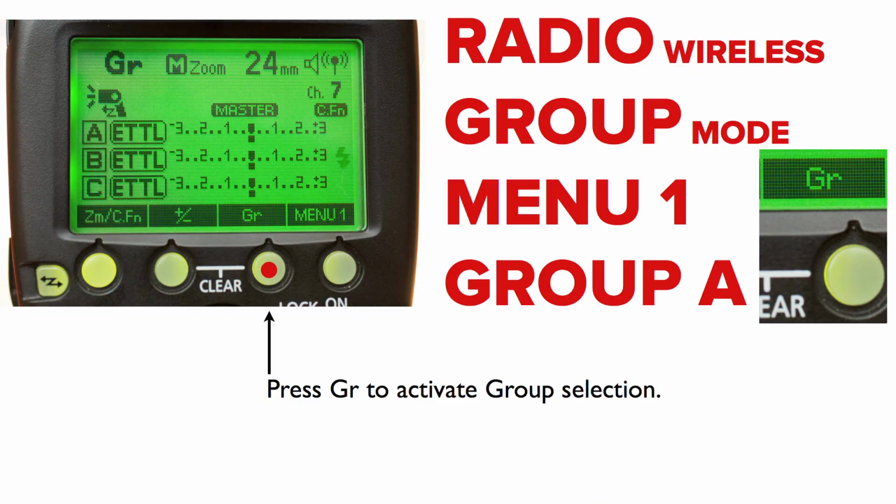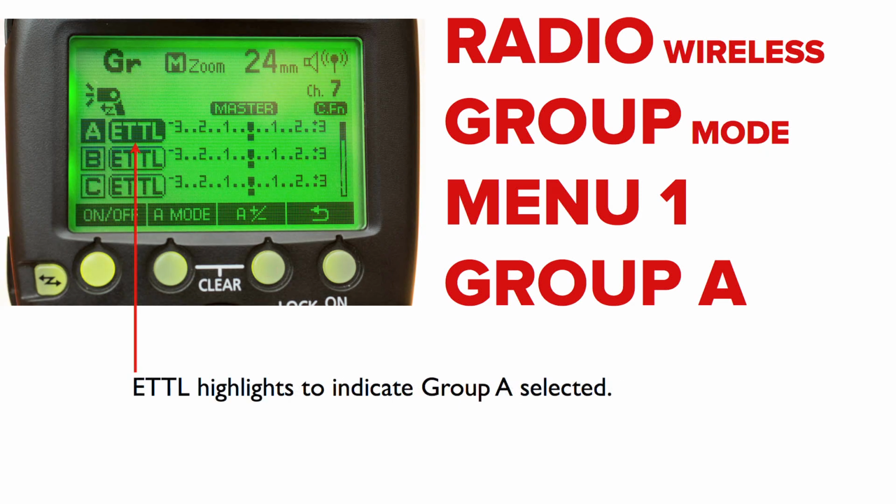So you hit the group mode button or the menu button, and it jumps you to the top menu. So let's go back now and hit the group button. All right? So I'm basically reading from the top. As you can see, radio wireless group mode, menu 1. And now I press the group button, and it's going to activate the selection. And what's going to happen is it defaults, and it's going to say group A.